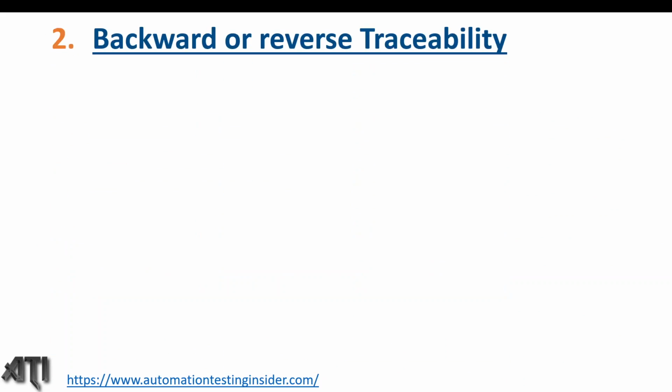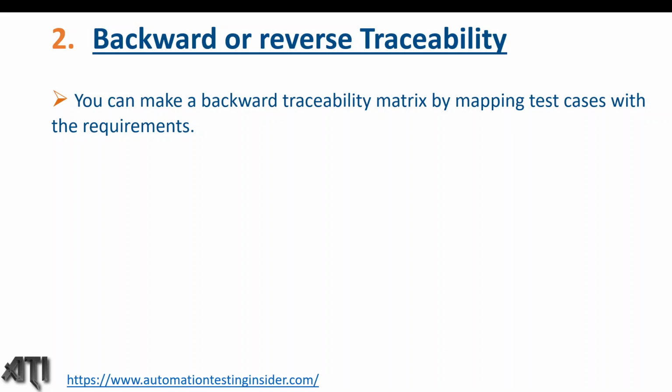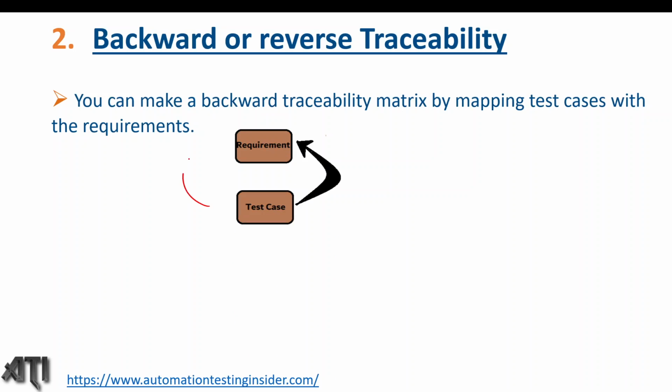Now if you talk about the backward or reverse traceability matrix, also called vertical traceability matrix, you can make a backward traceability matrix by mapping test cases with the requirements. So this is just the reverse, guys. From the test cases we map to the requirements. This is usually done after the execution. So once we got the requirement from the customer, we have written the test cases, and now execution is done.